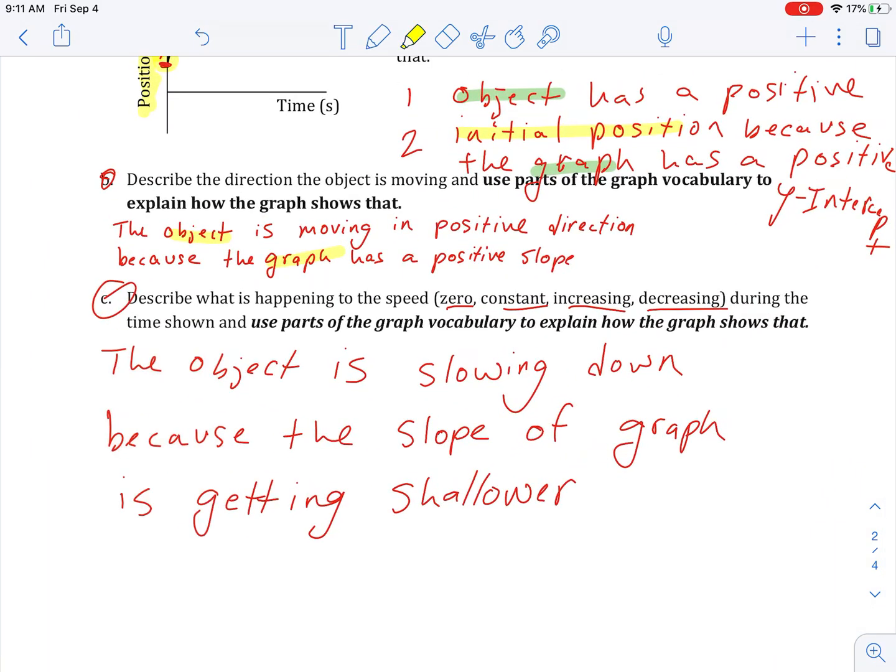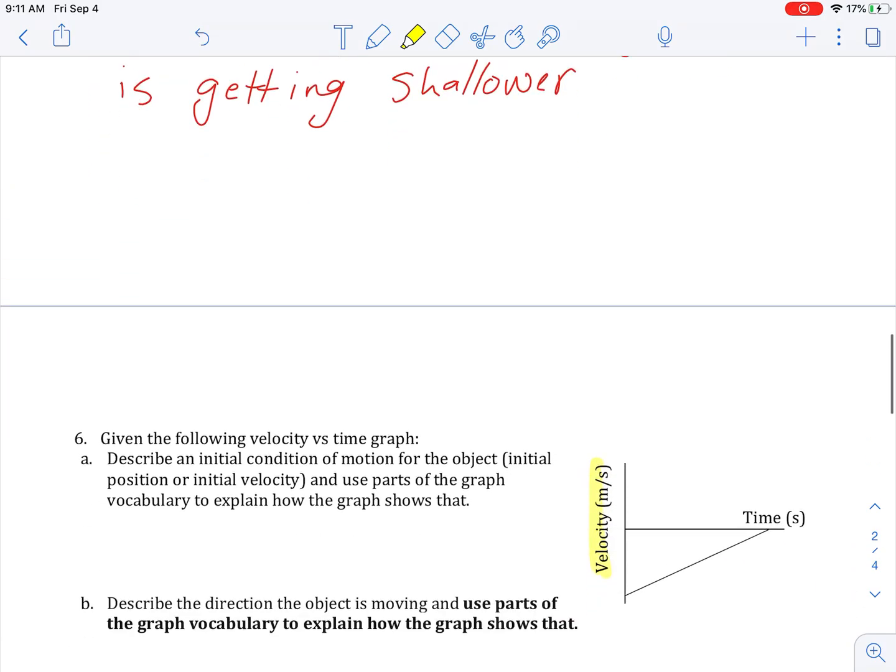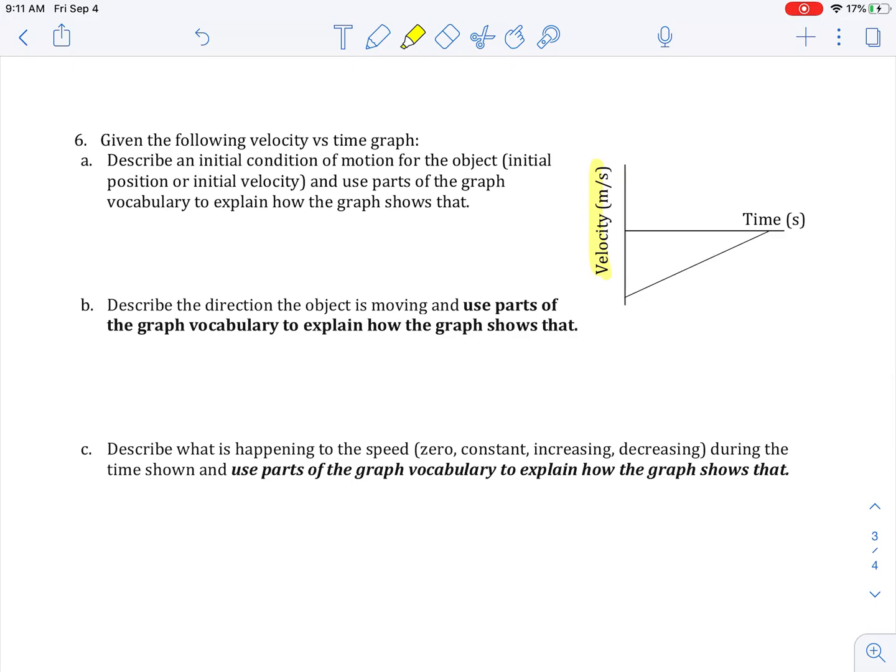Okay, and so again, we did the two important things. We talked about the object, and we talked about the graph. Again, you could have done it in the other order. You could have said, because the slope of the graph is getting shallower, the object is slowing down. Okay, but you've got to do both those things. And now let's take a look at a velocity graph.